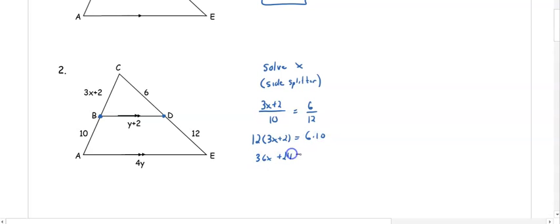36x plus 24 is equal to 60. We can subtract 24 from both sides. 36x is equal to 36. When we divide, x is 1. Now, when we solve for y, because y is on the base of the triangles, we cannot use side splitter, so instead, we need to use the similar triangles.